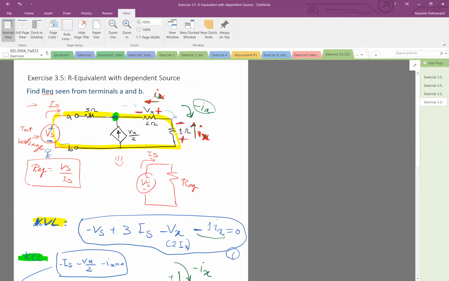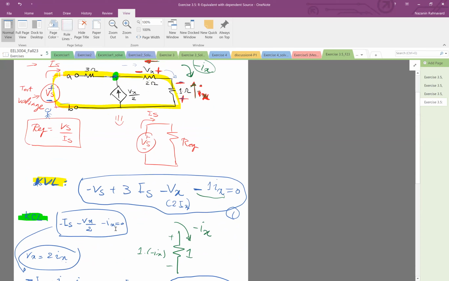Negative Vs plus 3Is. I come here. Vx was given like this, so negative Vx. And then I came here, and I called this Ix. So if this is Ix, the other side is negative Ix. So 1 times negative Ix equal to 0. Okay. And what is Vx? Vx is 2Ix. That's good, my other equation. Vx is 2Ix. And then the KCL: negative Is, negative Vx over 2, negative Ix equal to 0.